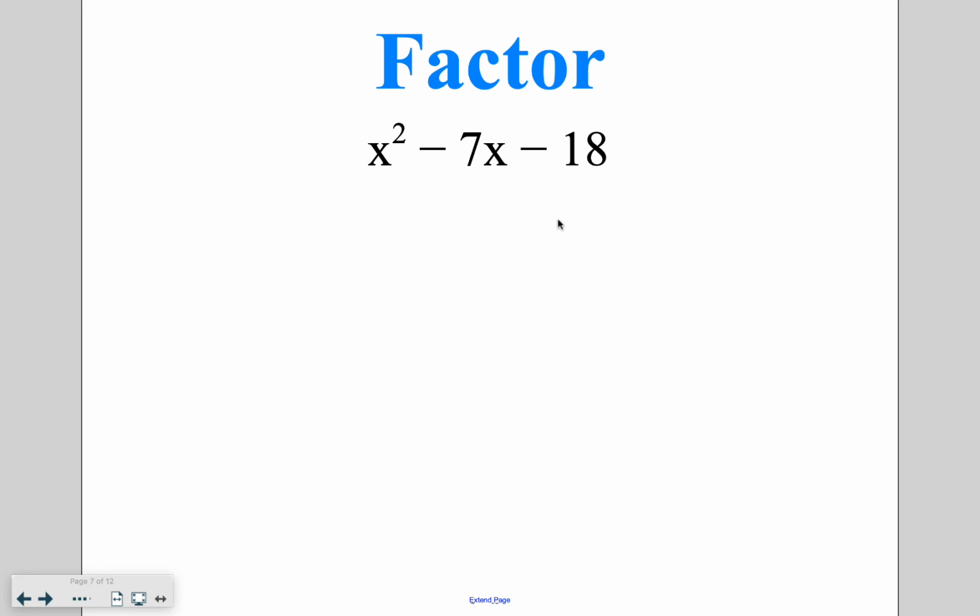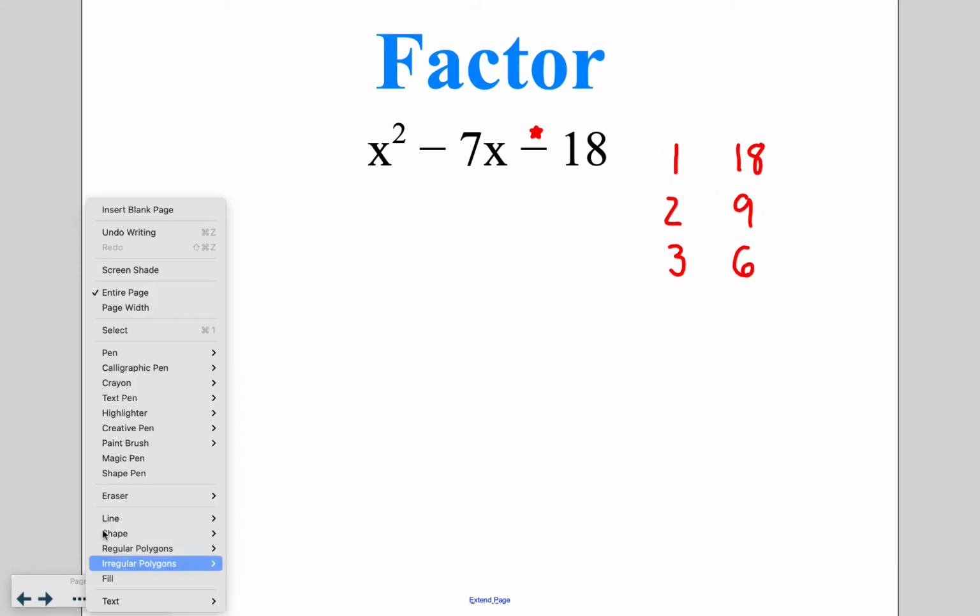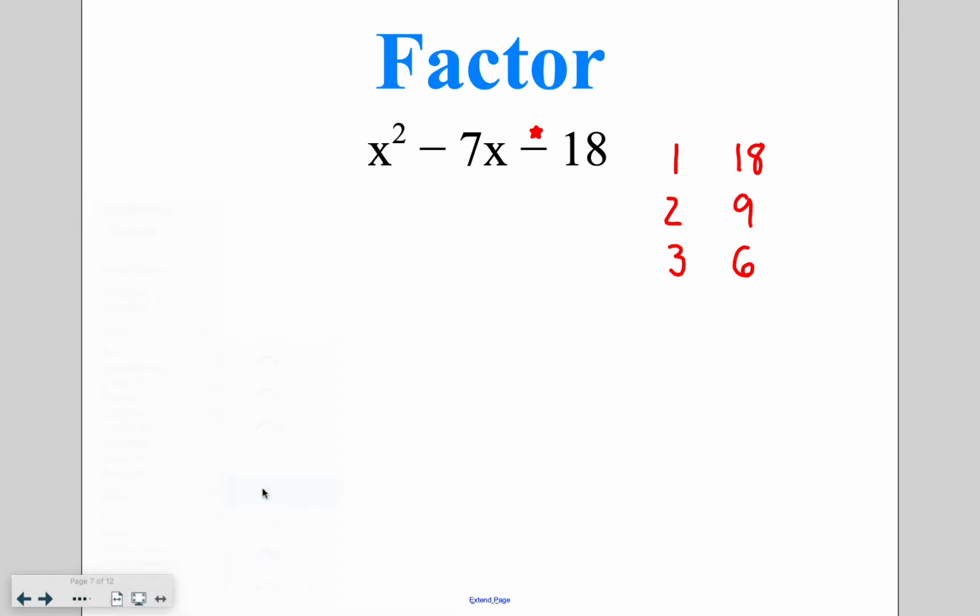Again, same kind of idea here. We are looking at this back factor to start. So negative 18. I'm going to start with 1 and 18, then 2 and 9, and then 3 and 6. Now, because it is subtracting 18, that means that one of my numbers in the pair that I pick out has to be negative. So I'm looking for something that's going to subtract to negative 7. In this case, it's going to be a positive 2 and a negative 9 to give us that factor pair.